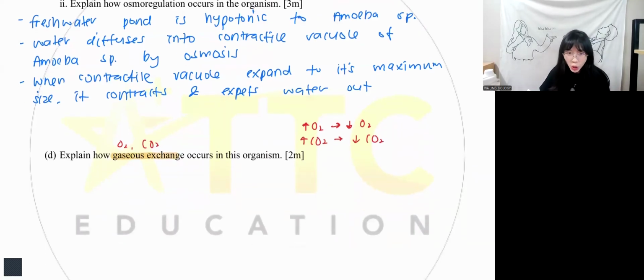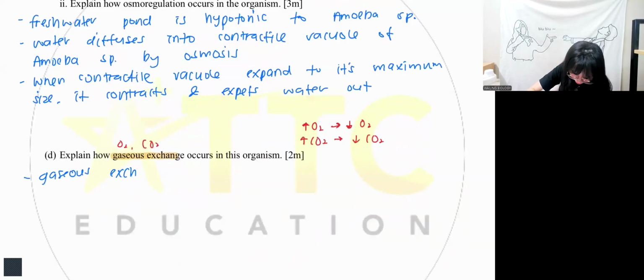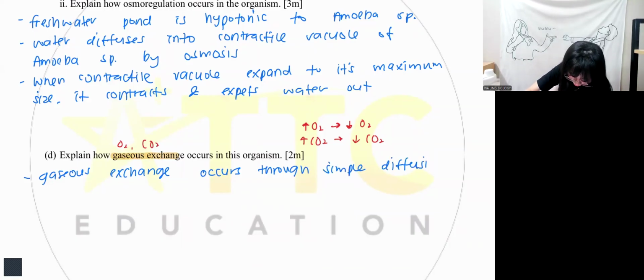To explain this, we have to mention the process is called simple diffusion. More to lesser oxygen, more carbon dioxide to lesser. Every organism wants oxygen, so oxygen goes in. Carbon dioxide goes out. In a sentence, we have to say, gases exchange occurs through simple diffusion by moving down the concentration gradient. Yes, you can write this.